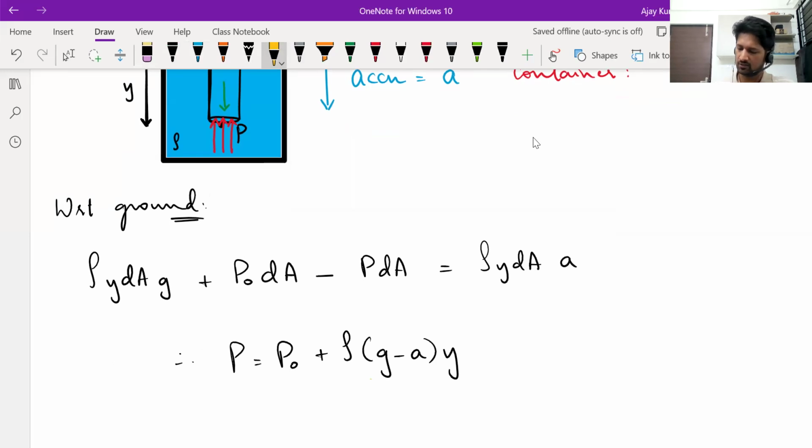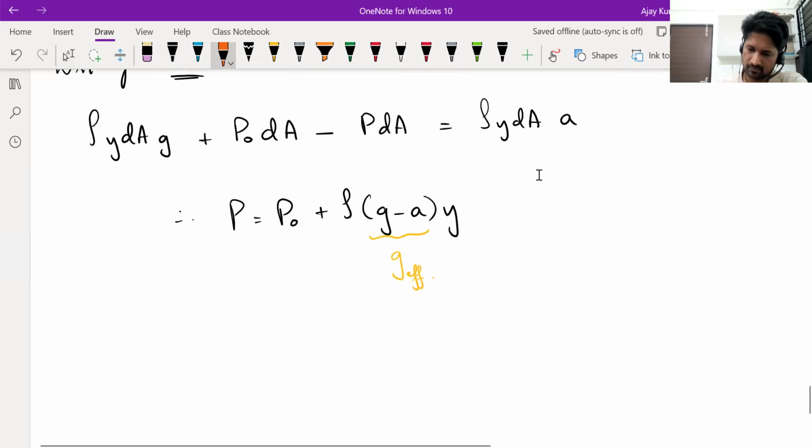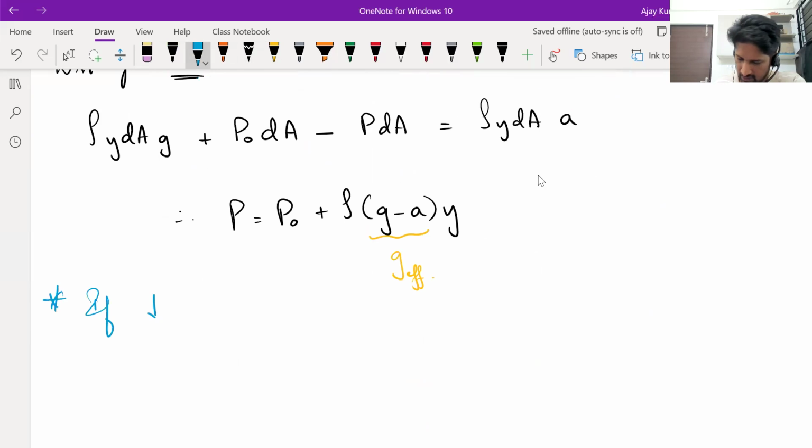When it is accelerated downward, effective gravity is g minus a. Simple. But there are cases here. As long as a is less than g, this is fine. If a is equal to g, if downward acceleration is equal to acceleration due to gravity, means the container is in free fall. Okay. Then this becomes zero. Effective gravity becomes zero.